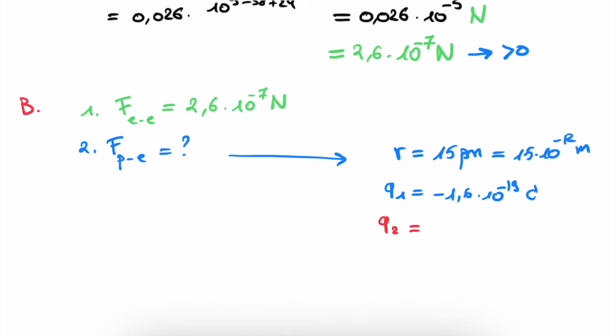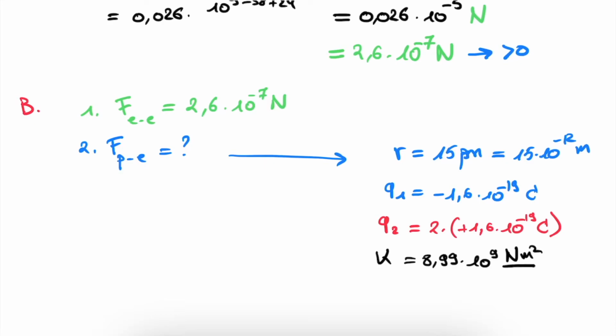we know that for the charge of the nucleus, we get 2 times plus 1.6 times 10 to the power of minus 19 Coulomb. And again, we have K, which is equal to 8.99 times 10 to the power of 9 Newton meter squared divided by Coulomb squared. And these are the givens for this scenario.